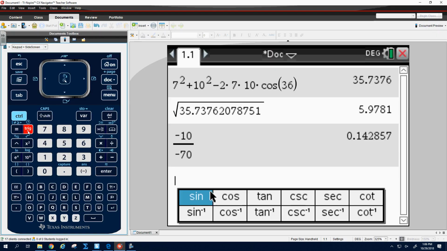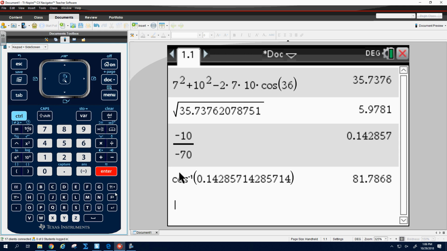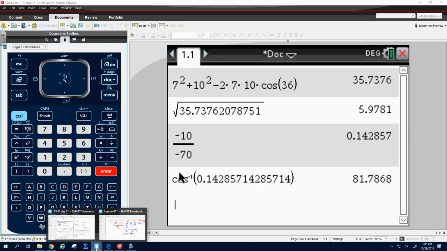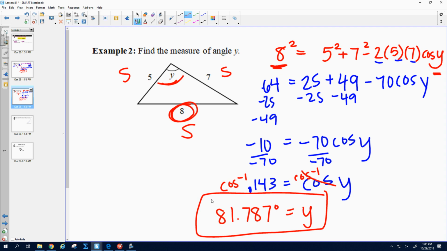So I'm going to go to my calculator, do inverse cosine, and press second answer so that I can just plug in that 0.14 number. And we get this lovely angle. So my answer is 81.787 degrees. And again, it's a degree sign because I solved for an angle. Make sure it makes sense. That looks acute. We got an acute angle, and that is law of cosines.